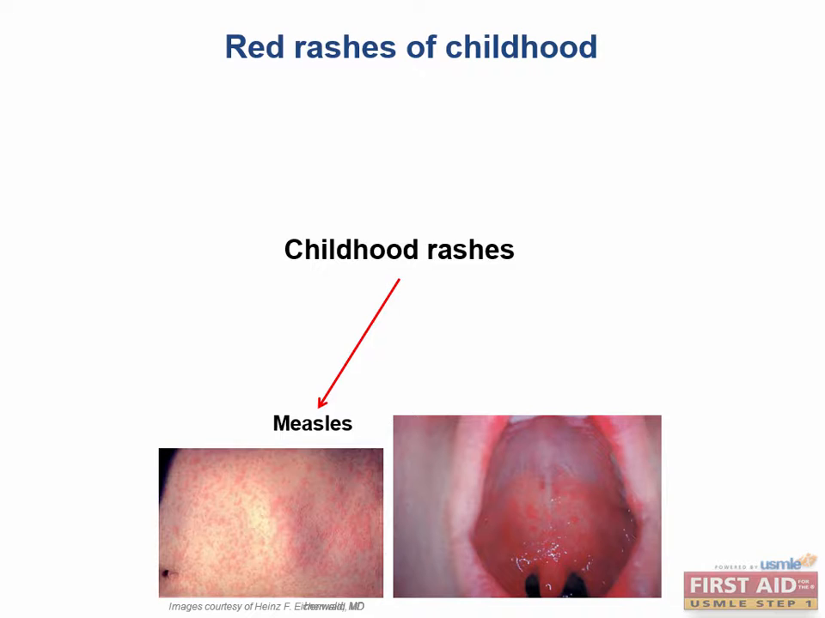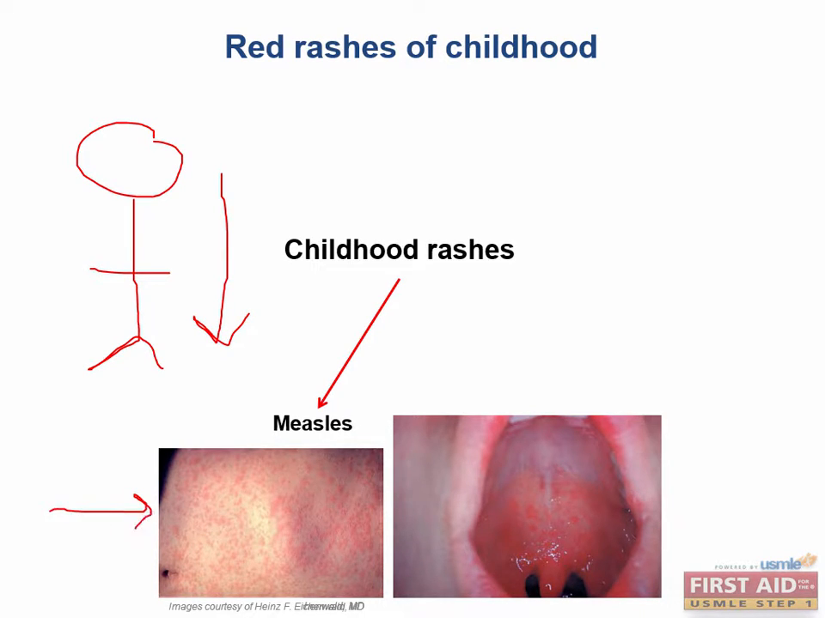The measles virus is a paramyxovirus that causes a rash that begins on the head and moves down. This is what the rash looks like on exam. It's important to note that the rash is preceded by the 4 C's of measles, which include cough, coryza, conjunctivitis, and Koplik spots, or blue spots seen in the oral cavity.